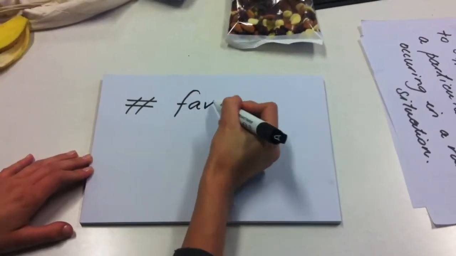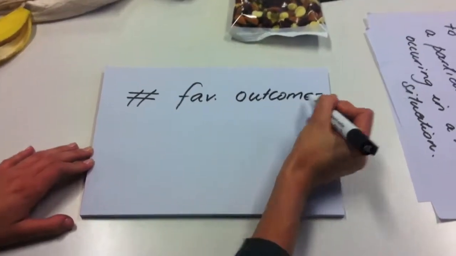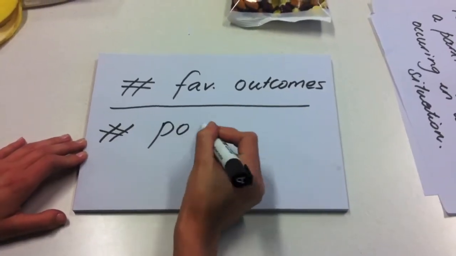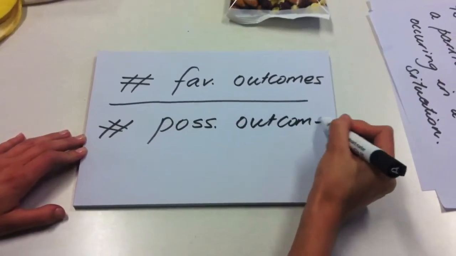The first thing you need to teach students is the ratio of probability, which is the number of favourable outcomes, or things you want, over the total number of possible outcomes.